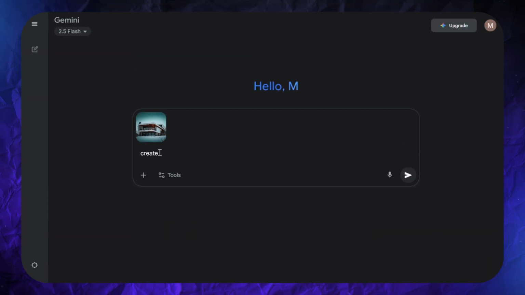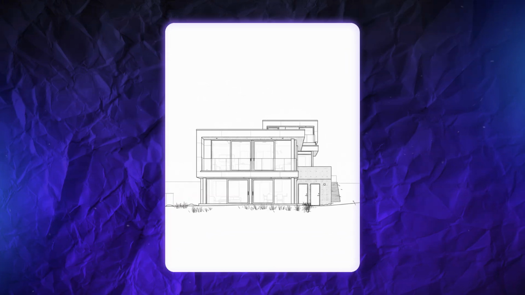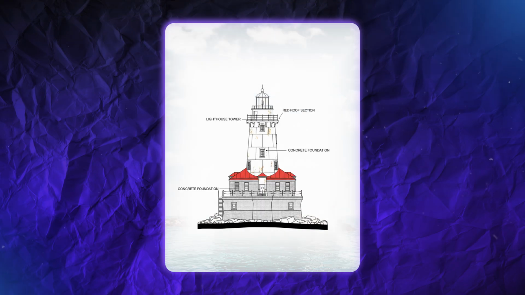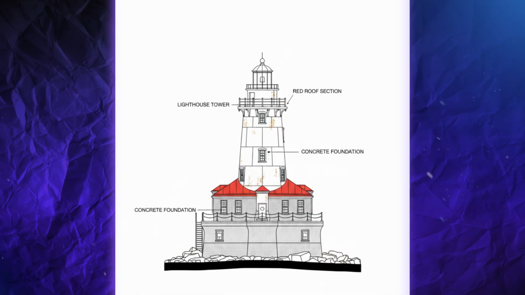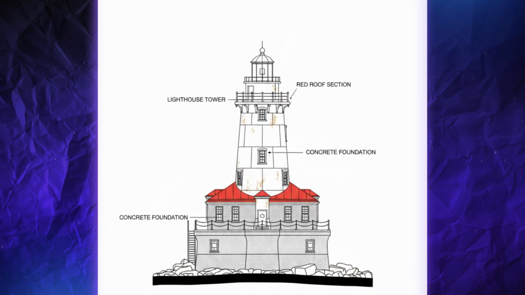Okay, I have a photo of a building. I can ask Gemini to make a CAD-style elevation, and here it is. Nano Banana tries to make such things as accurate as possible, but of course you cannot be sure that it 100% accurately recreated all the details and proportions. And sometimes it adds a little bit of random text, like in this case. The red roof and concrete foundation are not in the places where the arrows point.